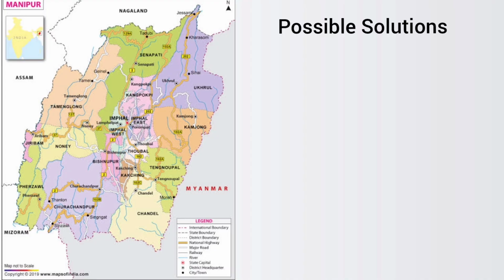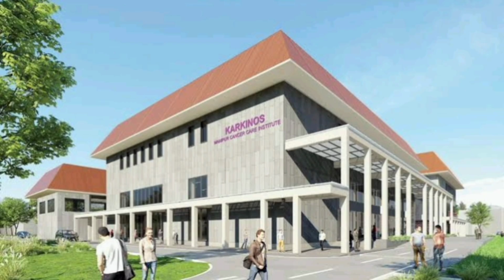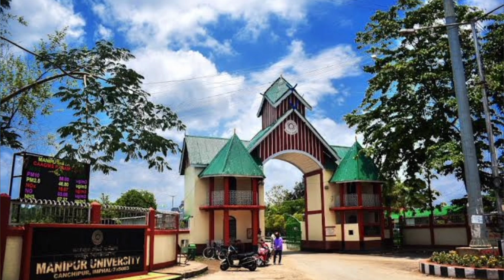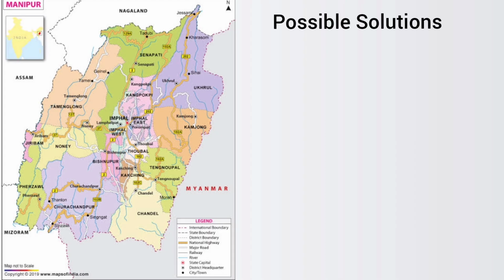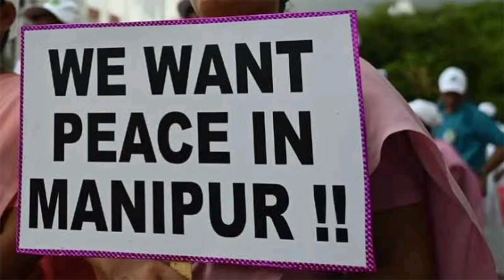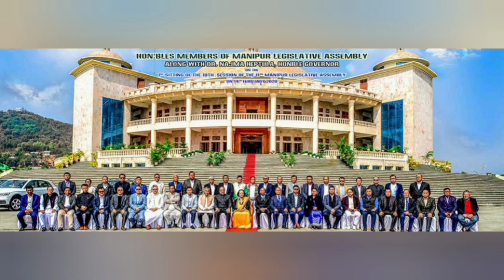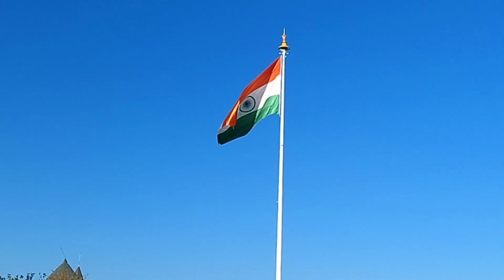There needs to be more inclusive development. Investing in infrastructure, healthcare, education, and economic opportunities in the hills to reduce the developmental gap is essential. The third point is that resolving ethnic conflicts through dialogue and promoting harmony is essential. We need to balance political representation so that all communities feel heard, respected, and represented.